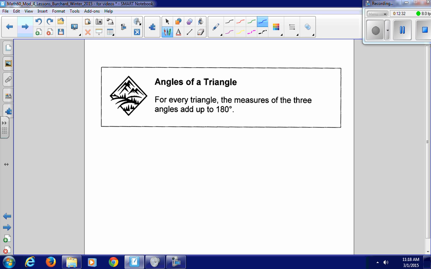So the next thing we're going to work on is triangles. So make sure you understand the material we just talked about angles, and then you'll be ready for the next video about triangles.